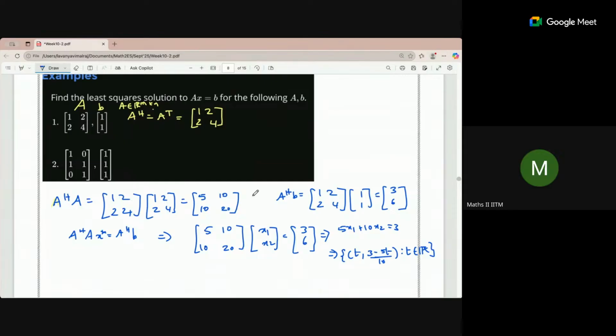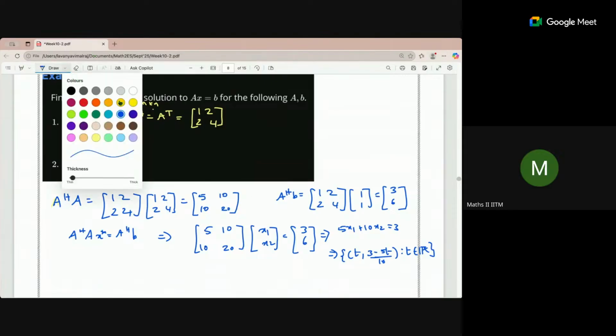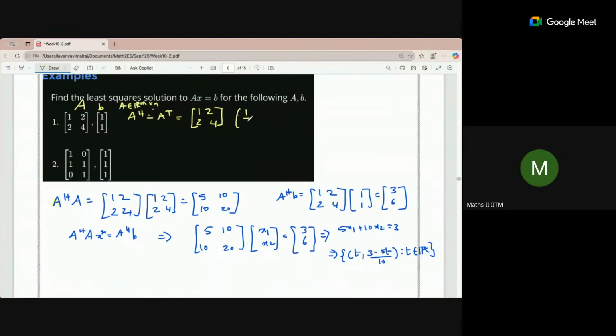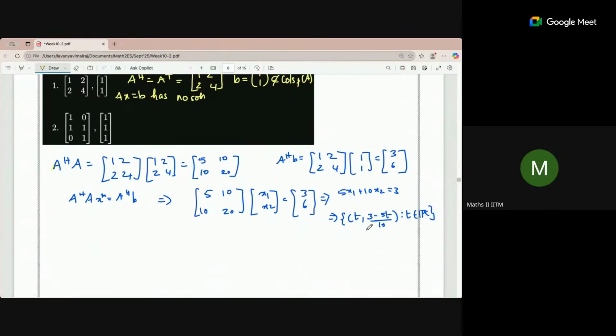Okay, so here one thing you should observe is whether 1 comma 1 belongs to the column space. Does this vector B, which is 1 1, belong to the column space of A? Obviously it is not in the column space of A, right? So Ax equal to B has no solution. So we have found the solutions, and these are the least square solutions.